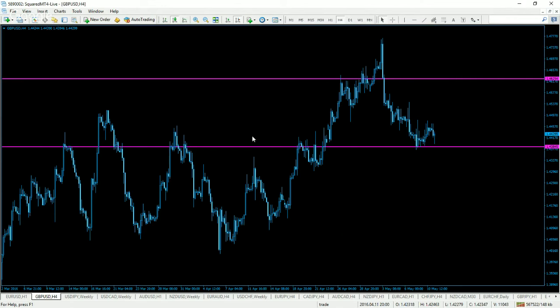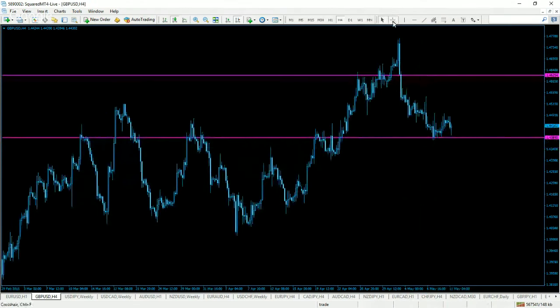So from a fundamental perspective, cable is under a bit of pressure. Obviously, any sort of recovery in risk appetite at the moment keeps cable supported. But coming into the Bank of England event tomorrow, it is certainly possible that we could see a downside break here. So I'm going to be keeping an eye on this chart.